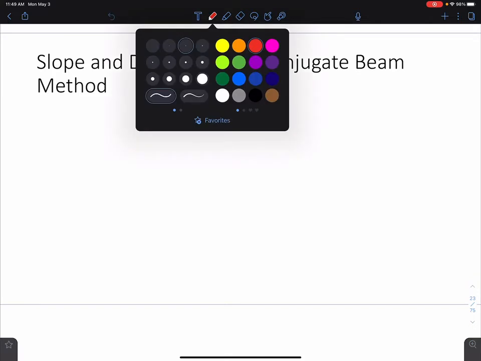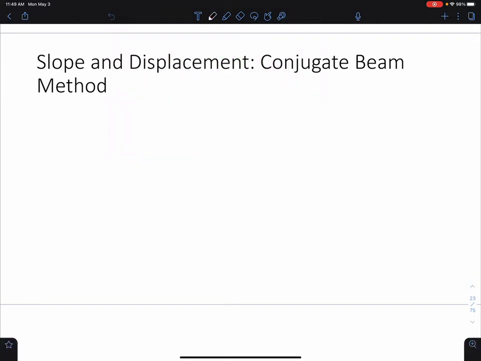All right, the next method that we're going to go over to solve for slope and deflections in this class is called the conjugate beam method. The advantage of using the conjugate beam method is that you get to use just your knowledge of statics to solve for slope and deflection. Instead of going through the steps we went through previously and solving slope deflection equations, we get to just use concepts of shear and moment diagrams to solve for slope and deflection.